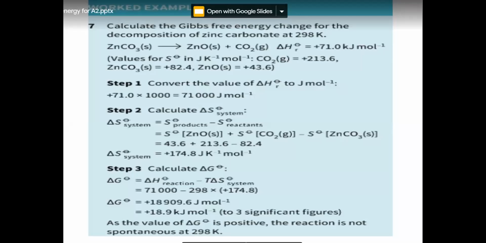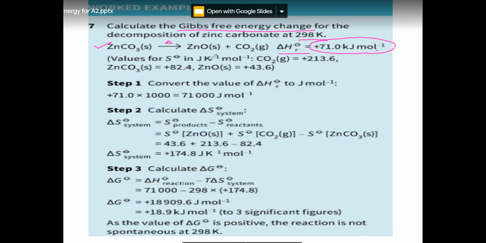So here comes the first worked example. I'm reading out the question here. It says: calculate the Gibbs free energy change for the decomposition of zinc carbonate at 298 Kelvin. This is the balanced equation given to you, and along with that, the delta H R value is given, which is a positive value, indicating that it's an endothermic reaction. Because it's a decomposition reaction, heat has to be given in order to break it down to simple substances.